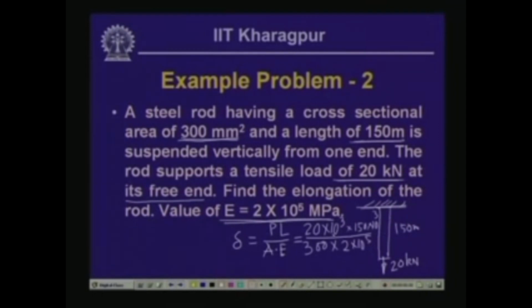So, this 10 to the power 3, 10 to the power 3, 10 to the power 6 cancels out with 10 to the power 5 and 10 to the power 0. This 2 cancels, this 2 gets cancelled. So, we have 5 by 3 times 150. So, this is 50. So, this is equal to 50 millimeter. So, this is the amount of elongation that this particular bar will be undergoing because of this load.